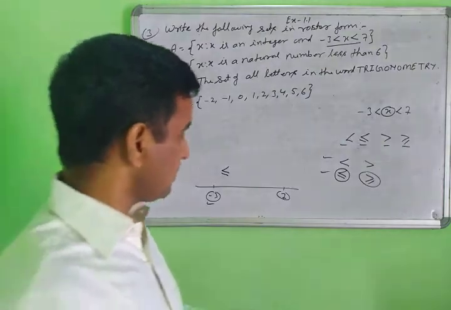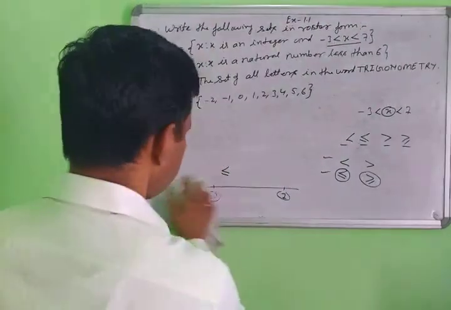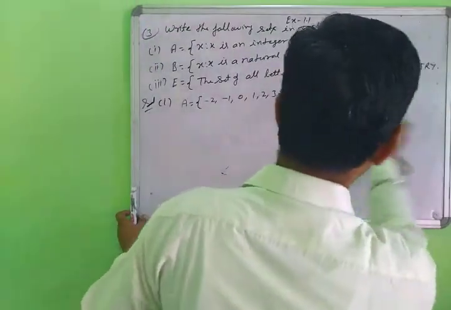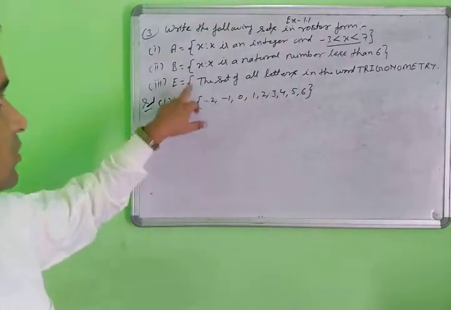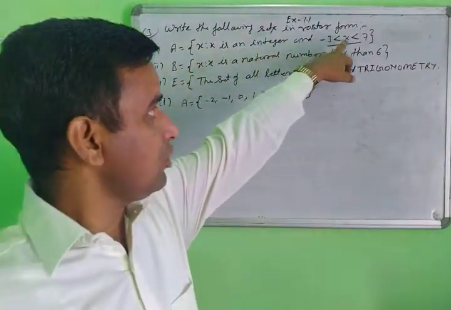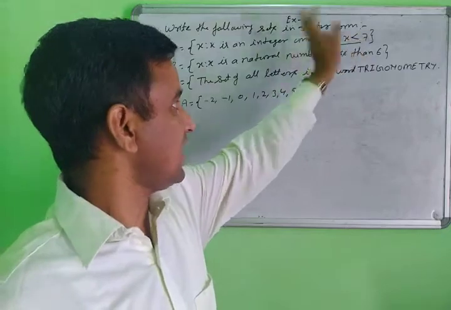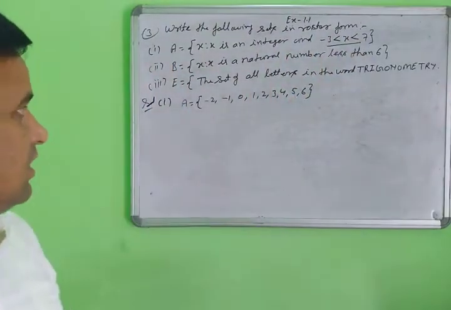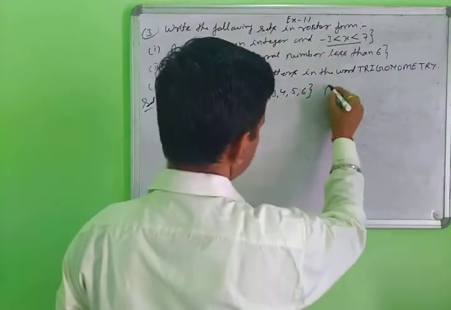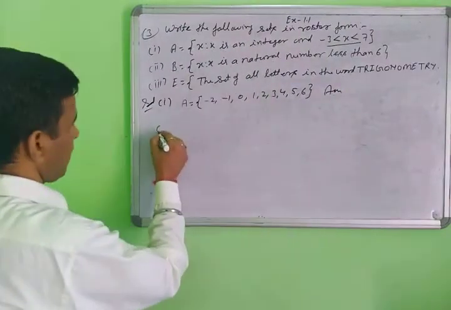So what is the solution of this first part? The value of x is more than minus 3 and less than 7. This is the solution of the first part. Now the second part.